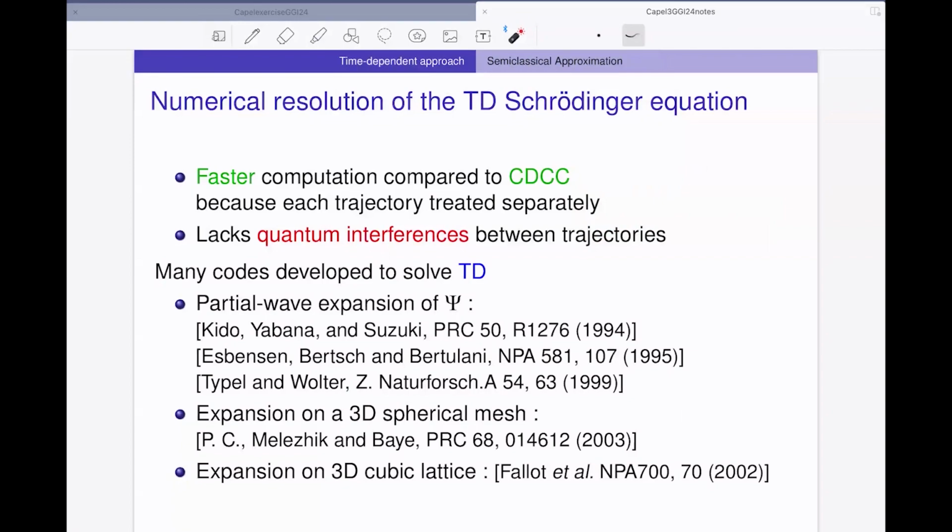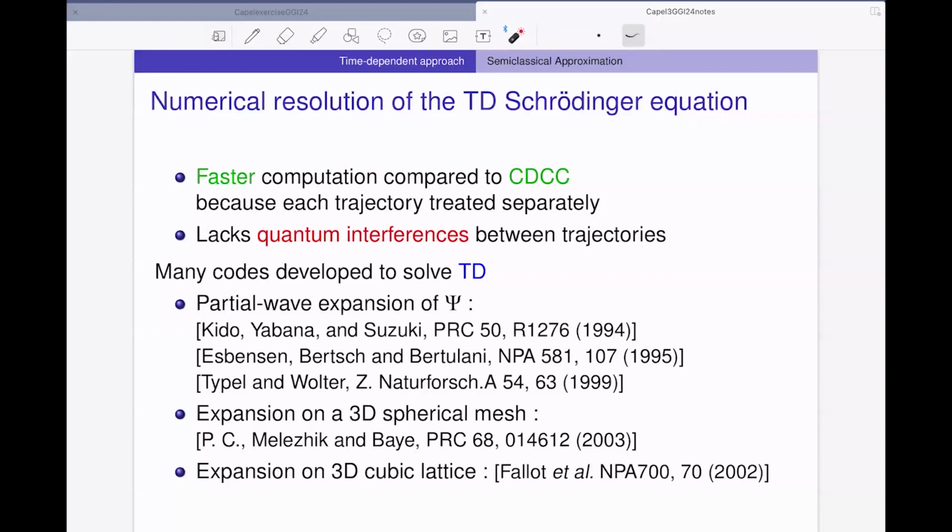So there are three codes that are based on a partial wave expansion of the wave function. So you do exactly what we've seen before. The first 3D code was performed by Kido, Yabana, and Suzuki in 1994. The next one came with the code by Henning Esbensen, George Bertsch, and Carlos Bertulani in 1995. And then Stefan Typel and Hermann Wolter have published a code in 1999 doing that. So Hermann Wolter was in Munich.